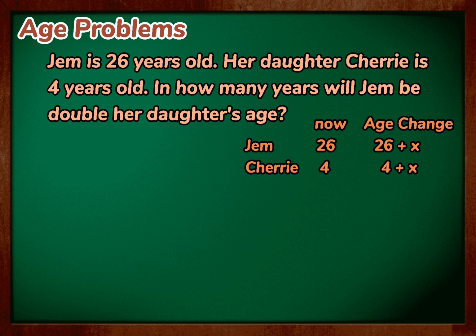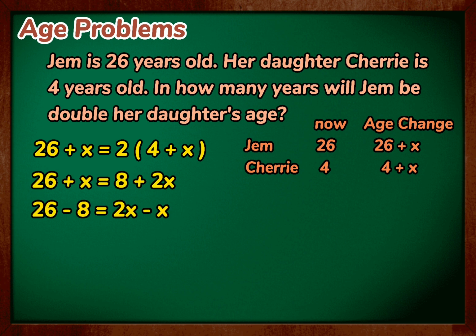The current age of Jem is 26 and Cherry is 4, and the age change will be 26 plus x. Let x represent the number of years until she doubles her daughter's age, and Cherry is 4 plus x, which also represents the change of her age. So the last statement gives us the equation to solve. In how many years will Jem, which is 26 plus x, be double her daughter's age? So that's 2 times 4 plus x, which is the age of Cherry.